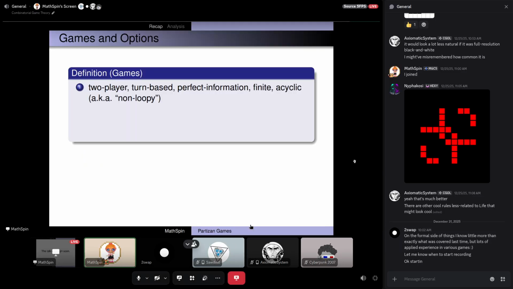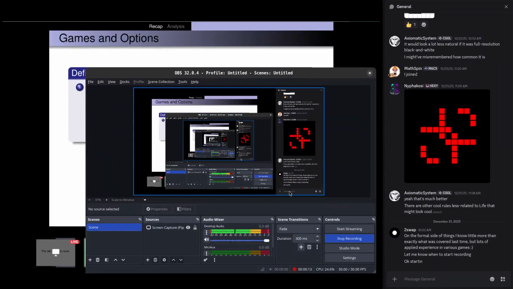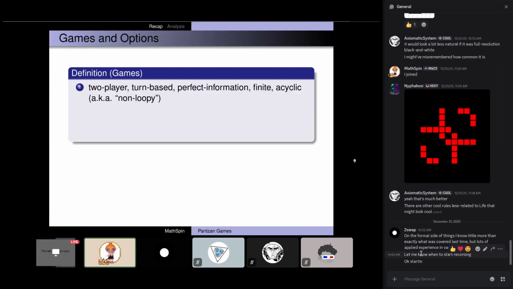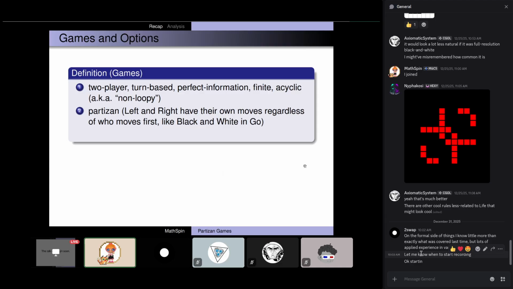These are two-player, turn-based, perfect information, finite, acyclic games. And also, they're partisan, so the players Left and Right have their own moves, regardless of who moves first, kind of like black and white in Go. And we're playing under normal play, so the player who can't move on their turn loses, or equivalently, the person who makes the last move wins. Those are the games and how we're playing them.